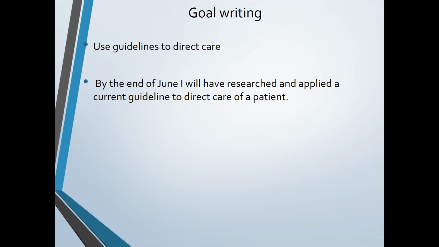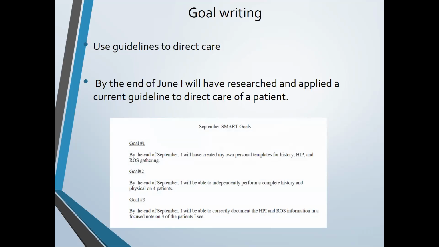So here's how I would refine this. By the end of June is great. Researched and applied a current guideline to direct patient care. That's where we need to be more specific. So apply a current guideline to, at minimum, 2 to 3 patients that I care for over the month of June for varied medical diagnoses. Now you got more specific. So let's show you an example.